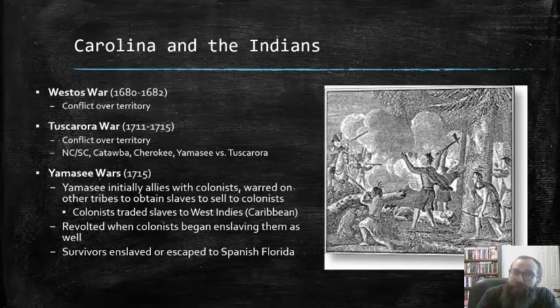Around 1715 began what were known as the Yamasee Wars down in South Carolina. Now, as we previously mentioned, discussing the Tuscarora War, the Yamasee Indians were initially allies with the colonists and warred on other tribes primarily to obtain slaves to sell to the Carolina colonists, who then sold them on down the line to the West Indies or the Caribbean region.